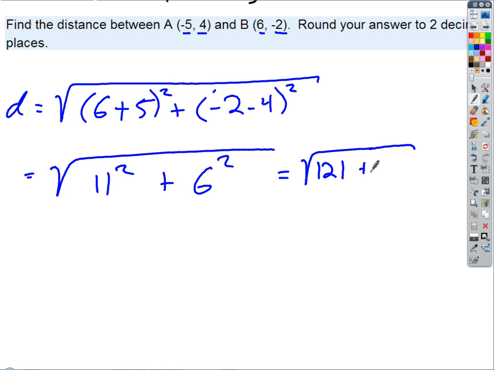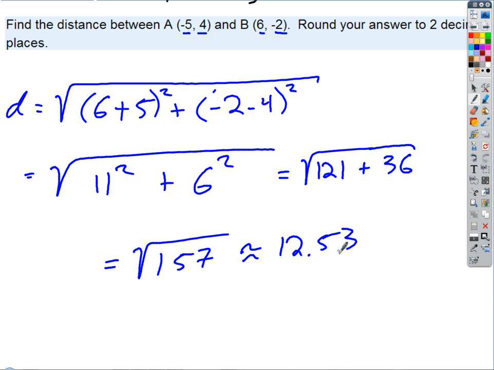Plus 36. 6 squared, 36. So I end up with the square root of what, 157? Which equals 12.53. Okay, which is about 12.53 if I round it to 2 places. Okay.